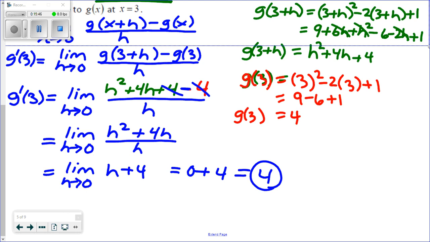All right. You can probably see why mathematicians looked for some shortcuts later on. These can get lengthy. But they're just essentially limit problems.